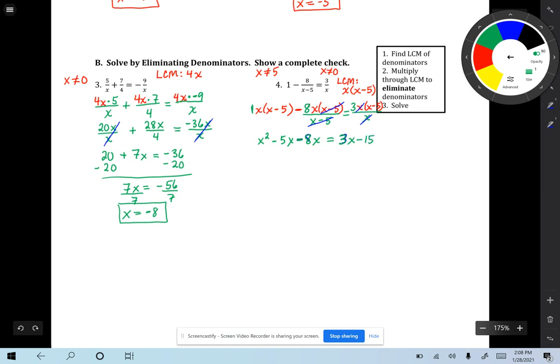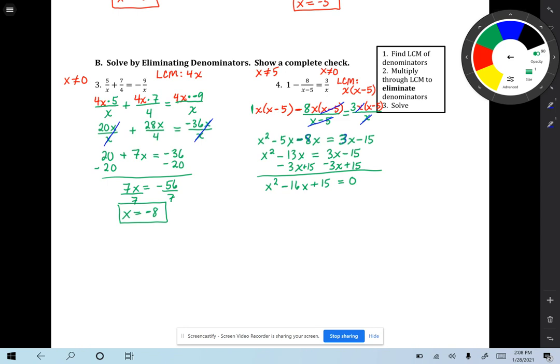Okay, we see an x squared term, so we're probably going to have to factor, but let's combine like terms. We have x squared minus 13x equals 3x minus 15. It's best to move the right side over to the left side. So I'm going to subtract 3x, and I'm going to add 15. So we have x squared minus 16x plus 15 equals 0.